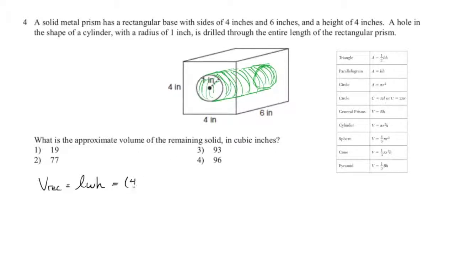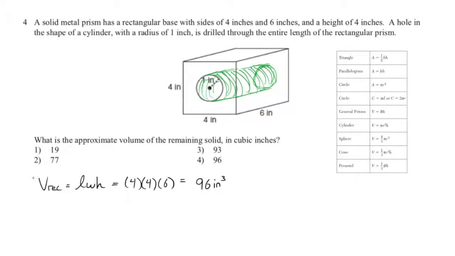We will use 4 for a length, and 4 for a width, and 6 for a height. Not that it really matters which of those goes which. Alright, and this quantity is going to be 96 cubic inches.